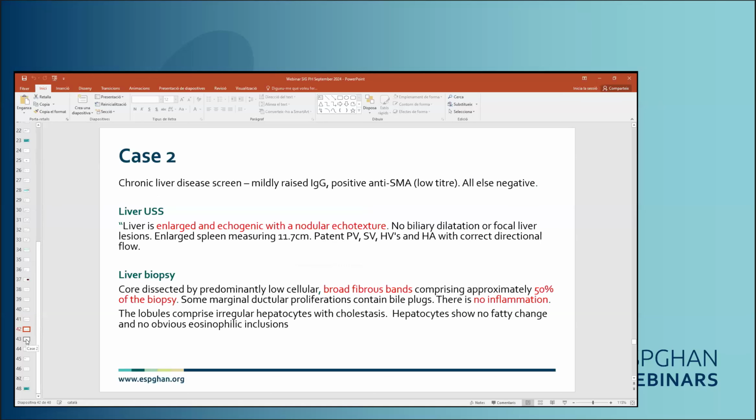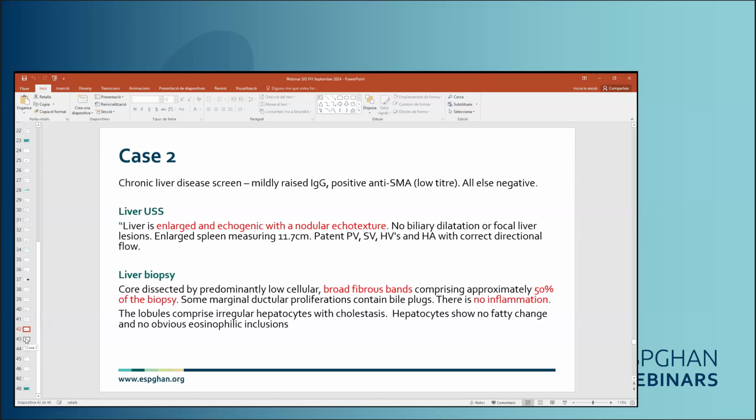What we found is that her chronic liver disease screen was completely negative. You know, she had a mildly raised IgG, positive anti-SMA, but she was young. We did a liver biopsy anyway, which didn't demonstrate any autoimmune hepatitis. However, it was quite a fibrotic biopsy. Half the biopsy was all fibrous bands. There was absolutely no inflammation, but there was some cholestasis, and there was nothing to point at an obviously metabolic cause either. The child had a large, nodular liver in keeping with cirrhosis on the imaging, and the spleen was large for age.